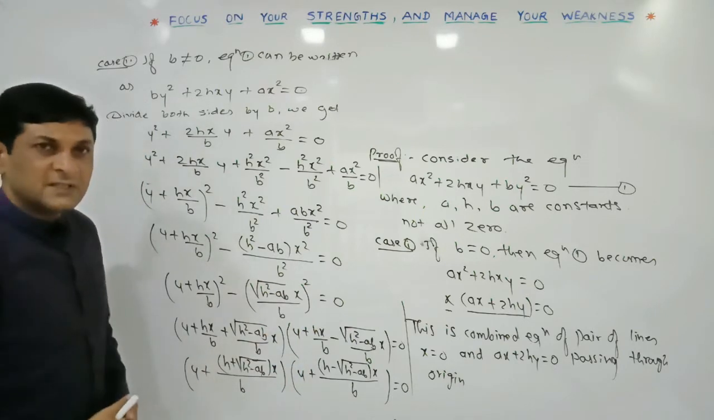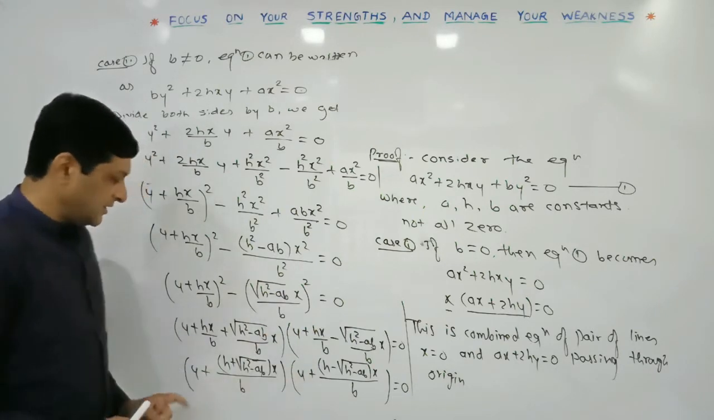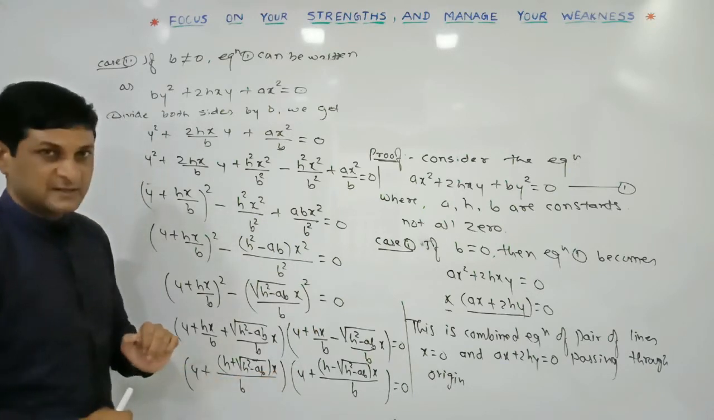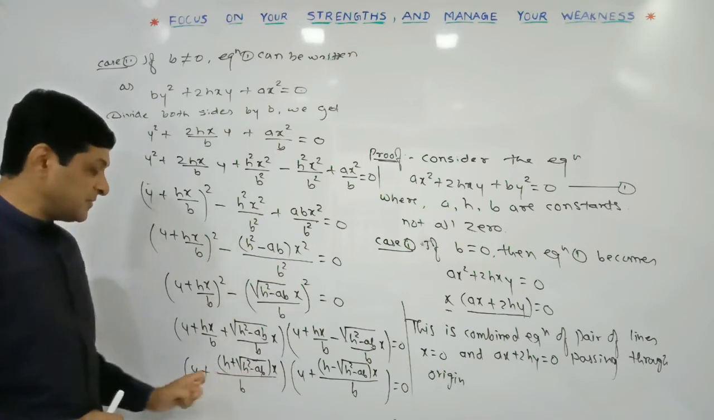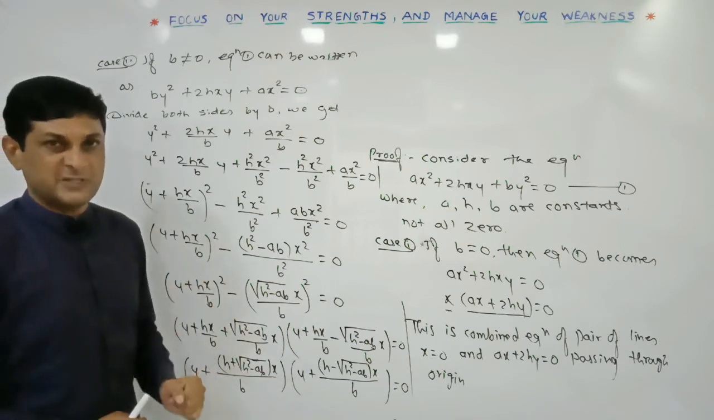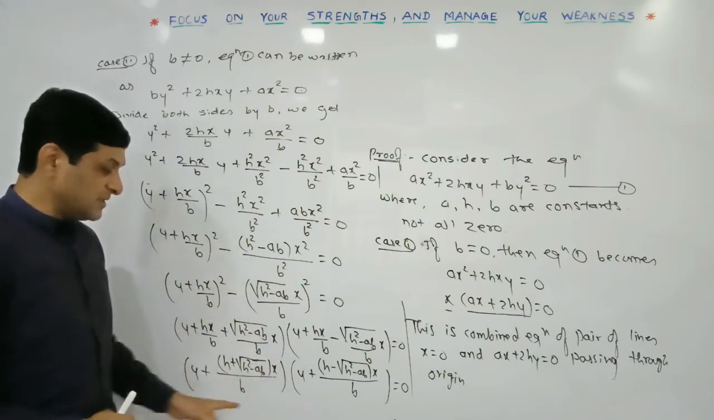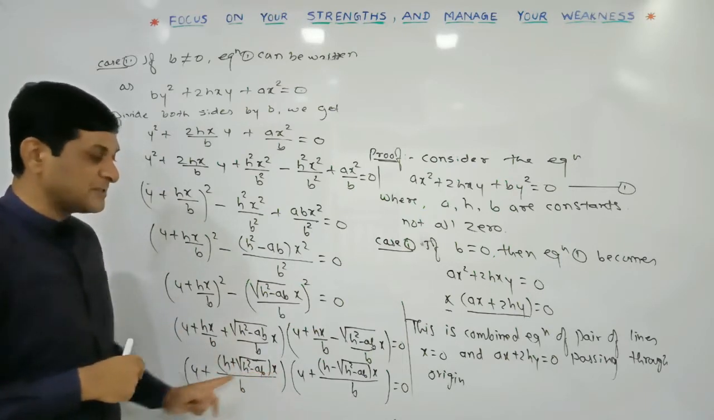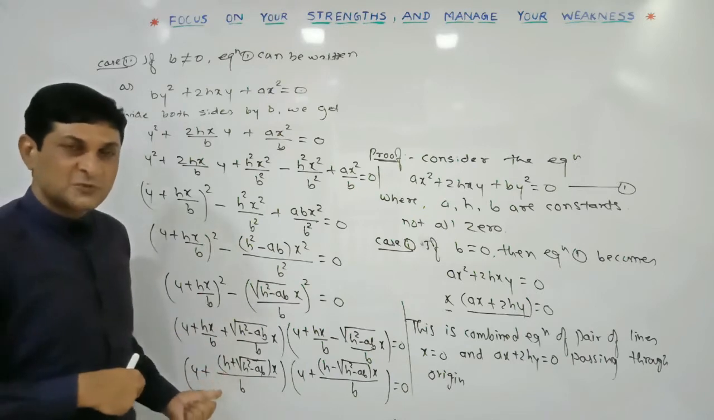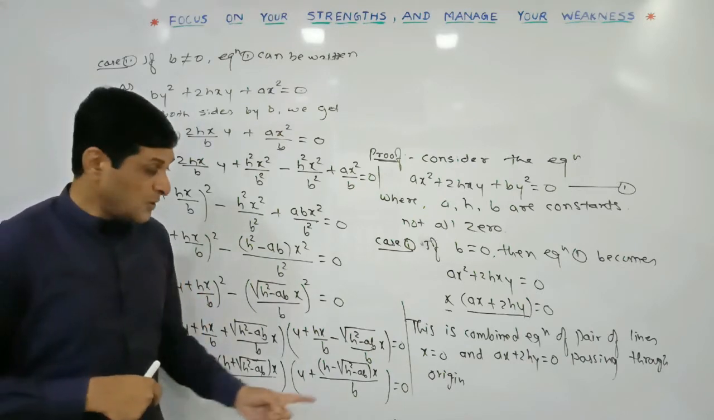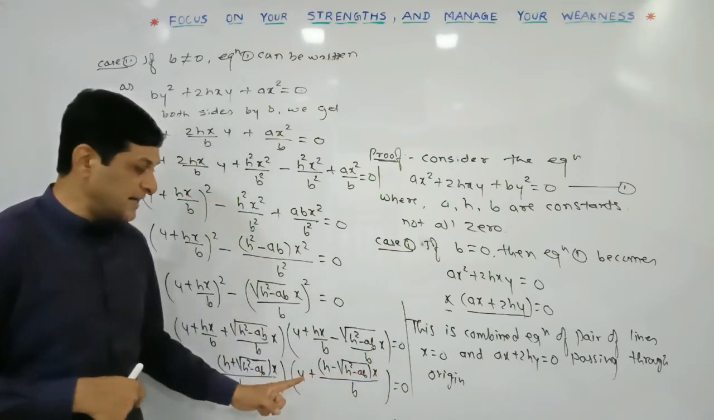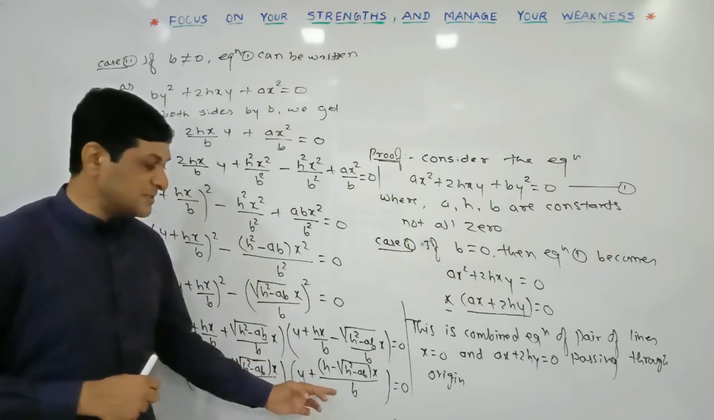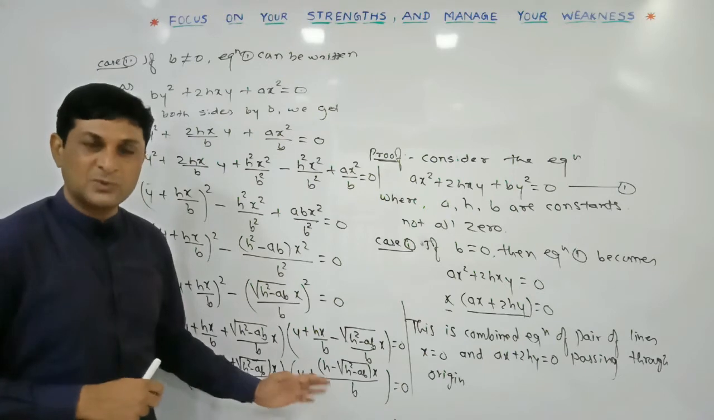Now observe both the terms. In the first term, y is present and x is present, which means the constant term is absent. Since the constant term is absent in this equation, can I say that this is the equation of a line passing through the origin? Yes, it represents a line passing through the origin. Observe the second term: x is there and y is there, the constant term is absent, so we can say that this is also the equation of a line passing through the origin.